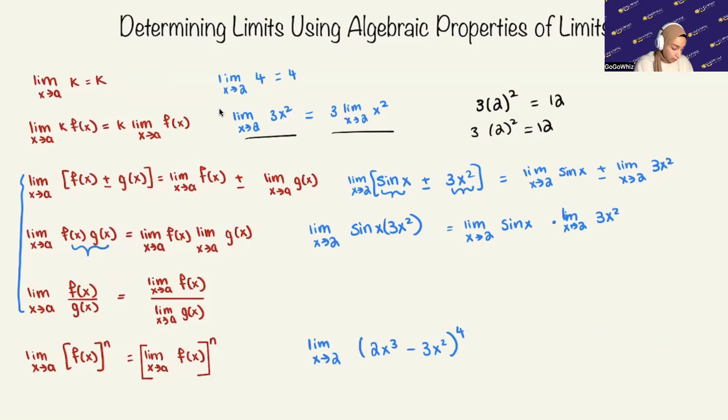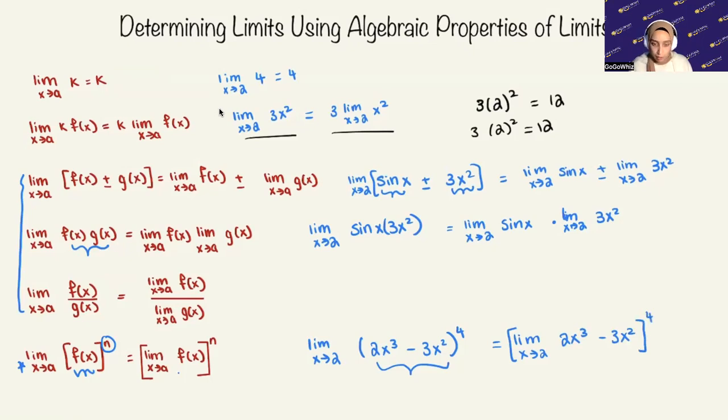So instead, if we can remember this property, then I can take the limit as x approaches 2 of the inside function, because this is the function that's raised to a power. You see how over here we have a function raised to a power. So we take that inside function: the limit as x approaches 2 of 2x cubed minus 3x squared. I get that limit, and then I raise it to the 4. And we can see that this is actually a simple substitution.